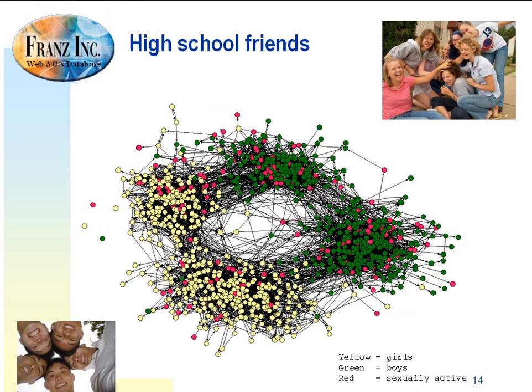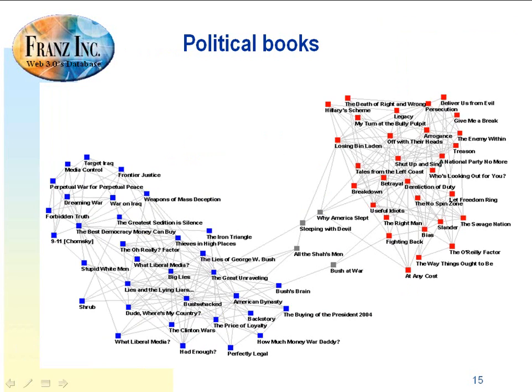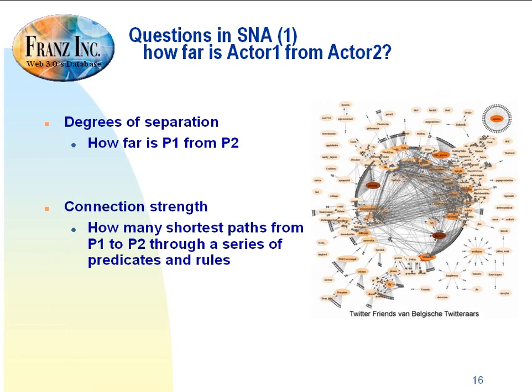Well, let's just think about the graphs that we work with, just to keep these in mind. One type of graph would be, say, high school friends, where the yellow are the girls, the green the boys, and the red the sexually active guys. Or a graph with political books, where you look at the references within books and how they refer to each other. And the wonderful thing about books in the US is you have Democratic books, Republican books, and never the twain shall meet.